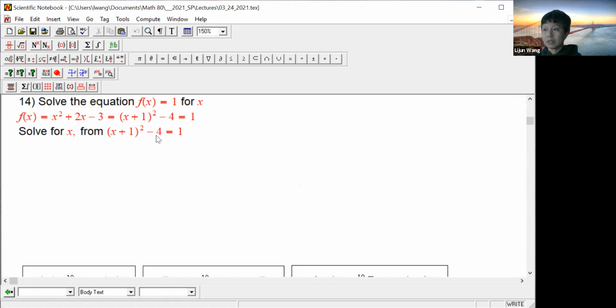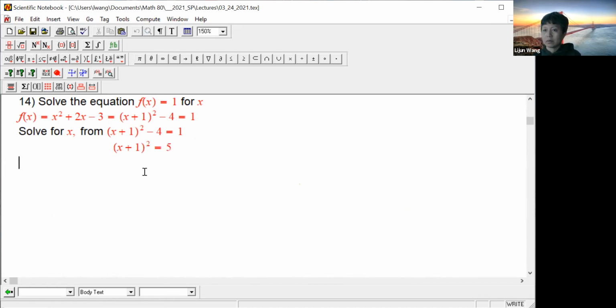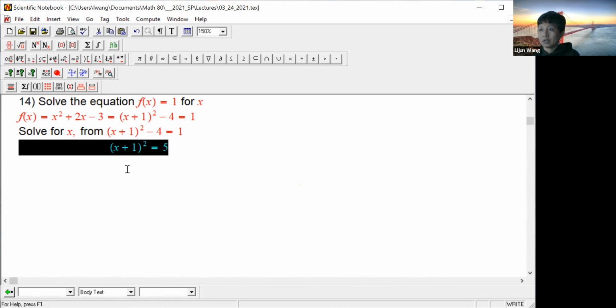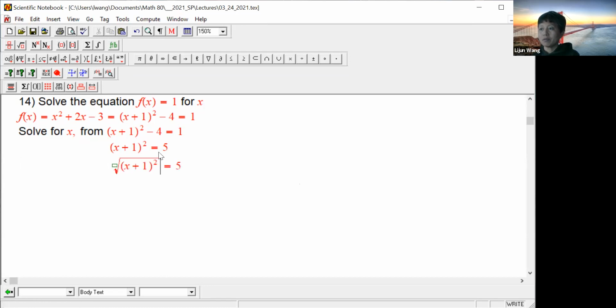And this time I'm going to add 4 on both sides. So I'm going to have (x + 1)² = 5. Okay, this time the number is not so nice and neat, but that's okay. It's just a number, right? So we're going to take square root on both sides, just like what we did before. And the root 5 is root 5. Just leave it at root 5.